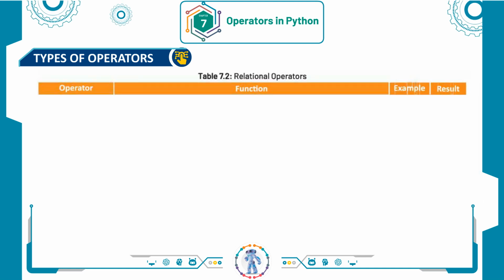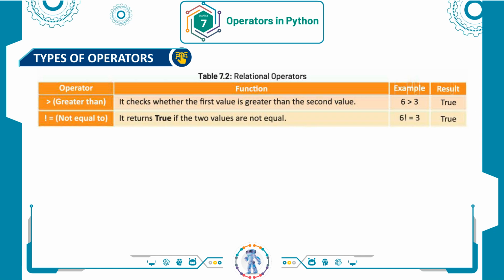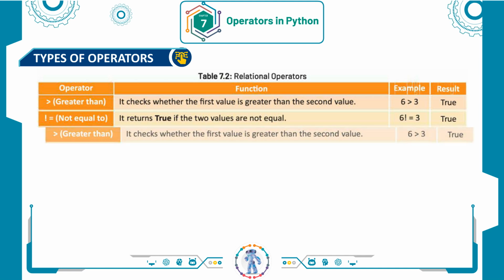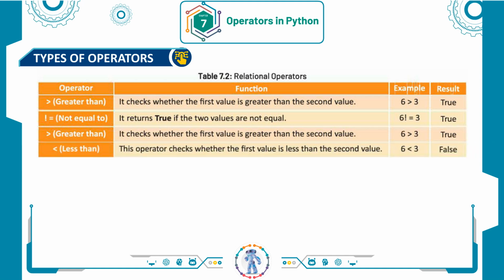Relational operators. Operator, function, example, result. Equal to (==): it checks whether the two given values are equal. 6 == 3 is False. Not equal to (!=): it returns true if the two values are not equal. 6 != 3 is True. Greater than (>): it checks whether the first value is greater than the second value. 6 > 3 is True. Less than (<): this operator checks whether the first value is less than the second value.